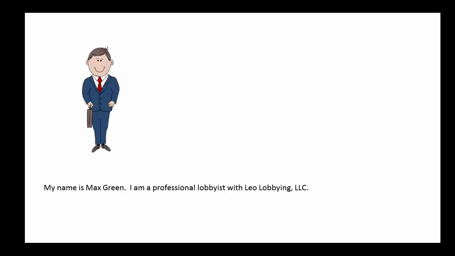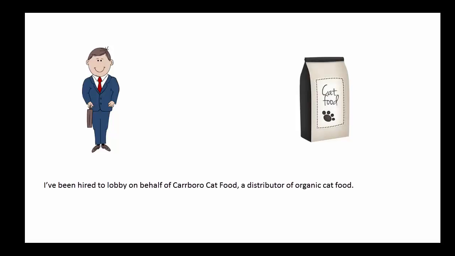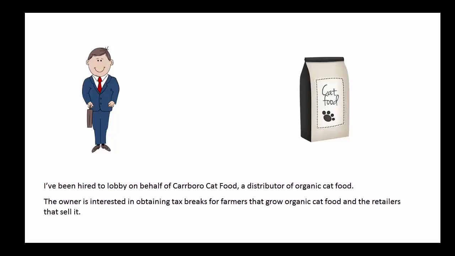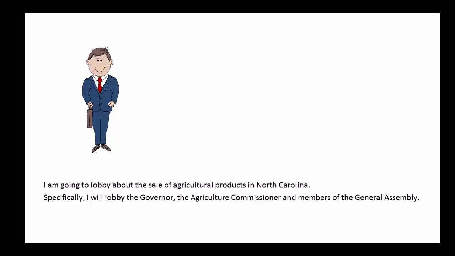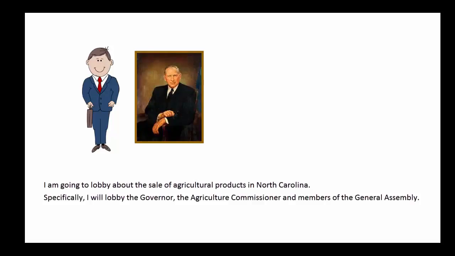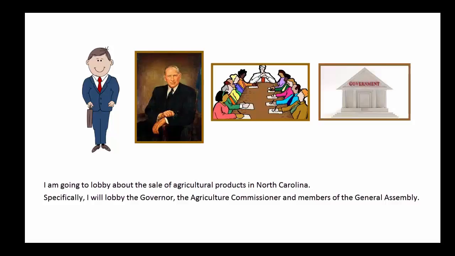My name is Max Green. I'm a professional lobbyist with Leo Lobbying, LLC. I've been hired to lobby on behalf of Carborough Cat Food, a distributor of organic cat food. The owner is interested in obtaining tax breaks for farmers that grow organic cat food and the retailers that sell it. I'm going to lobby about the sale of agricultural products in North Carolina. Specifically, I will lobby the governor, the agriculture commissioner, and members of the General Assembly.